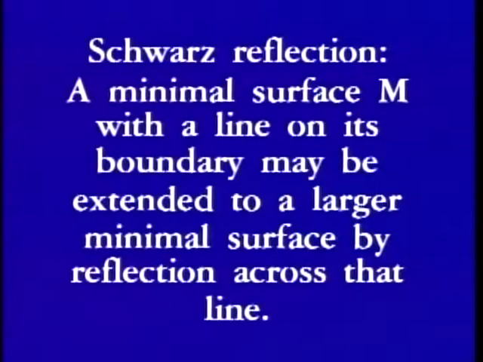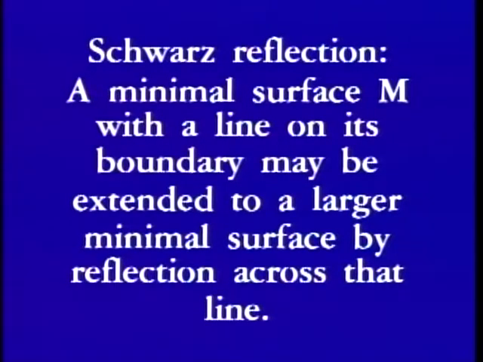The method we'll use is called Schwarz Reflection. This comes from the Schwarz Reflection principle in complex analysis. As we'll see later, minimal surfaces are intimately connected with complex variables. This principle has two parts, the first of which says that if you have a minimal surface that has a line on its boundary, you can rotate the minimal surface about that line and extend the minimal surface to a new minimal surface that's larger and contains a line in the boundary.